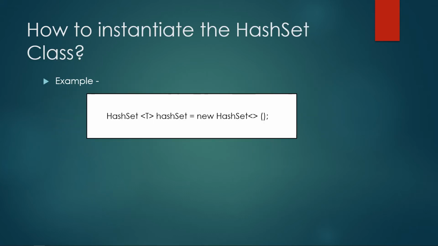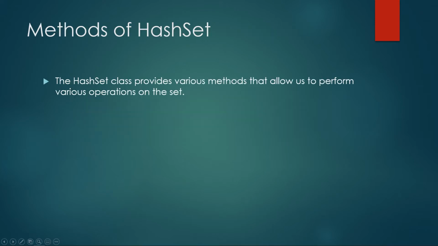So how to instantiate a hash set? Here we have the hash set object, and we assign it to a variable of type hash set. Here T means the type of the object. It can be anything, integer, string, anything. Moving on, what are the methods of hash set? The hash set class provides various methods that allow us to perform various operations on the set. Since hash set is a direct implementation of the set interface, it contains the same methods of the set interface that we discussed previously. So there are no new methods.